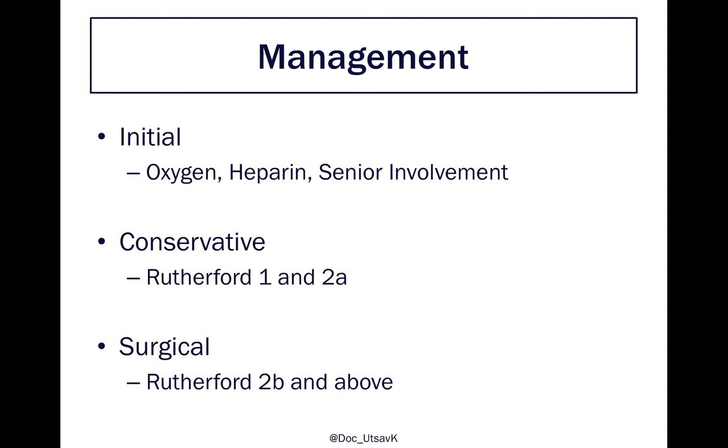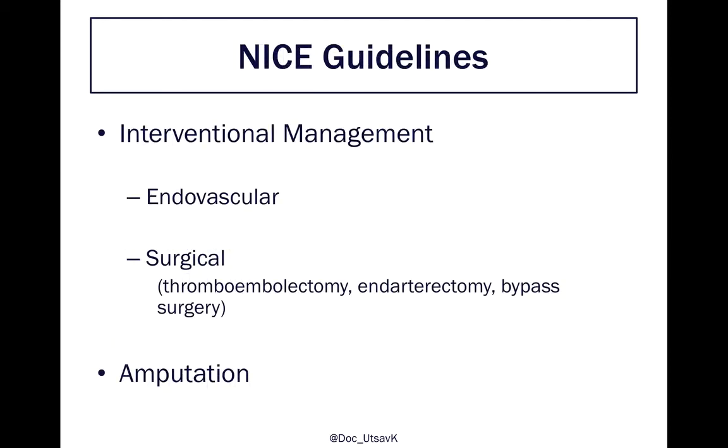Surgical intervention is mandatory for those that are Rutherford Classification 2B and above, so immediately threatened or irreversible damage. When there is motor involvement, we want to consider surgical management. Surgical management can be in the form of either interventional management, which may be endovascular, where we are considering percutaneous catheter-directed thrombolytic therapy or percutaneous mechanical thrombus extraction, or it may be an open surgical approach, where there may be a thromboembolectomy, an endarterectomy, or a bypass surgery may be considered in these patients.